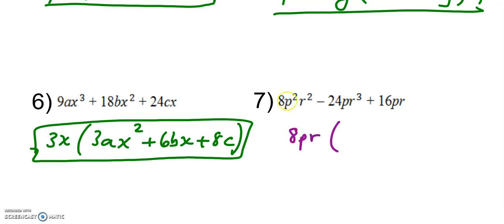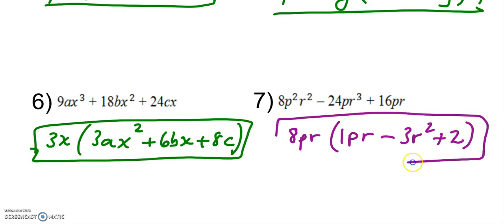So if I take 8 out of 8, I'm left with 1 technically. P out of p squared, I'm left with 1p. R out of r squared, I'm left with r, minus 8 into 24 is 3. P out of p is gone. R out of r cubed is 2 r's, or r squared, plus 8 into 16 is 2. P goes into p once, and that's gone. R goes into r, and that's gone also. So this would be my answer for number 7.